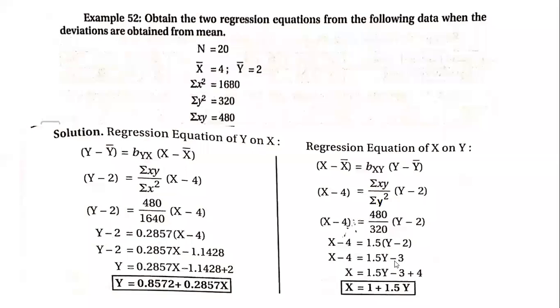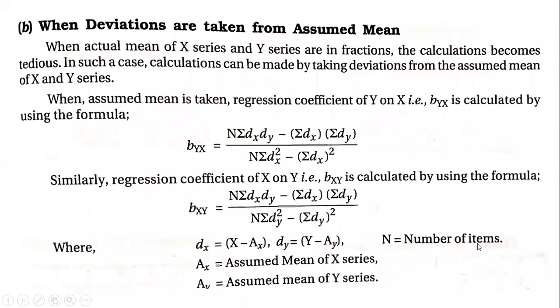Okay. So until now we have been learning regression equations from the actual mean. So directly we will calculate the arithmetic means, that is x bar and y bar, and then we will calculate the regression equations in this format. Okay. Now let us take the assumed mean. Let us consider the assumed mean and we will solve the problems.